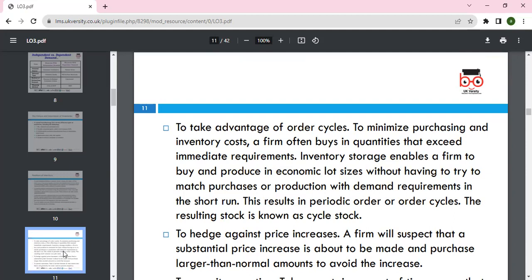match the purchase or the production with the demand requirement in the short run. This results in the periodic order in the ordering cycle, and the resulting stock is known as cycle stock.